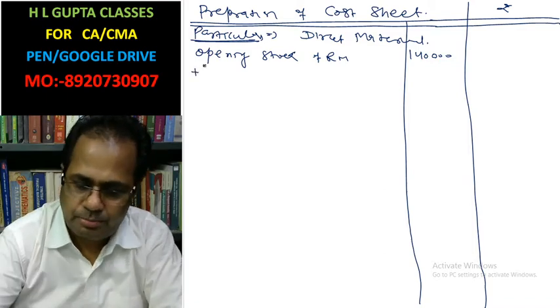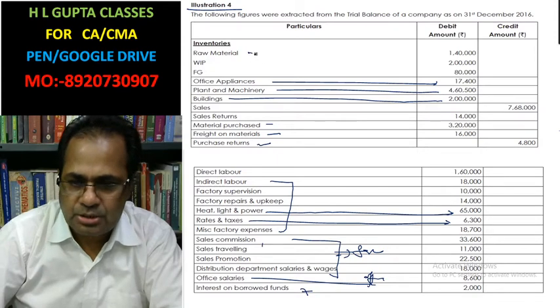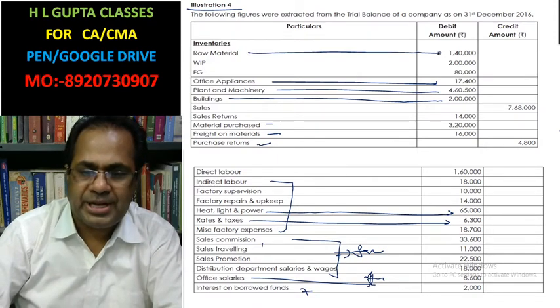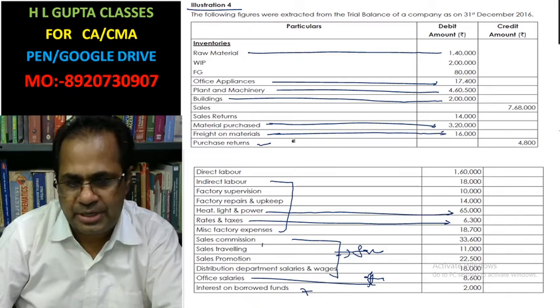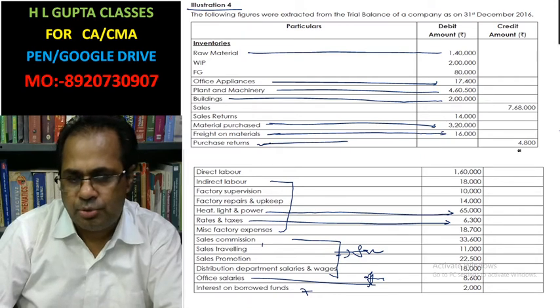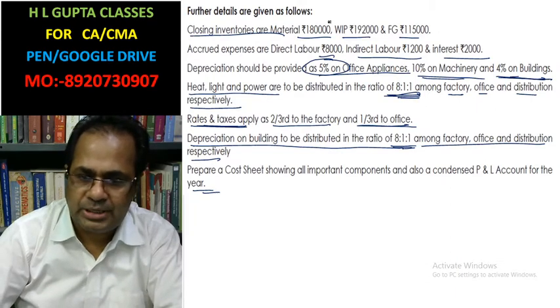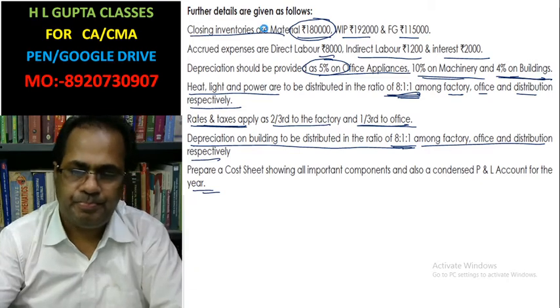In the case of material, opening stock of raw material is 1,40,000. Material purchase is given here, 3,20,000. Freight is 16,000. Material return is 48,000. Closing stock of raw material is 1,80,000. This information is used. Okay, look at it.